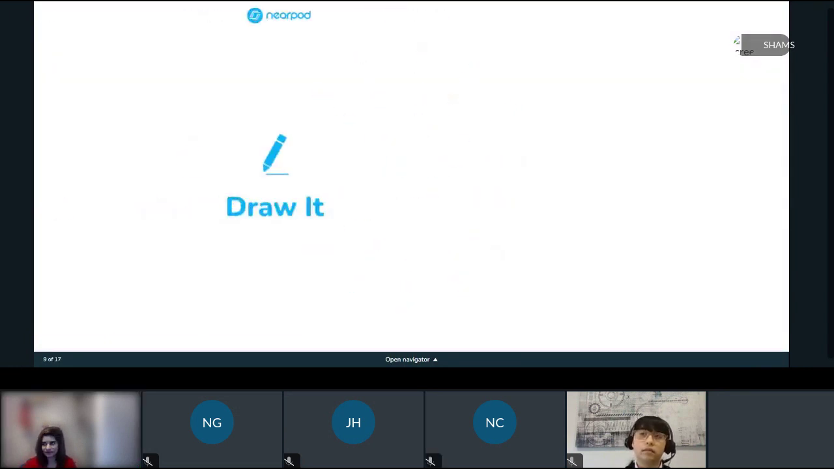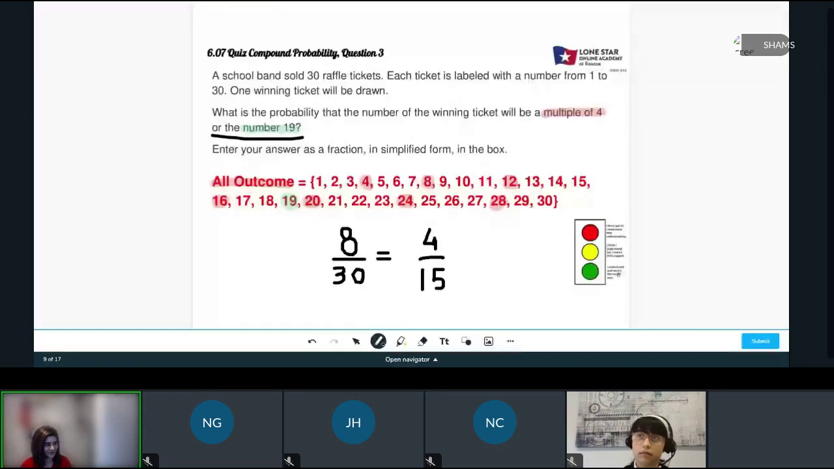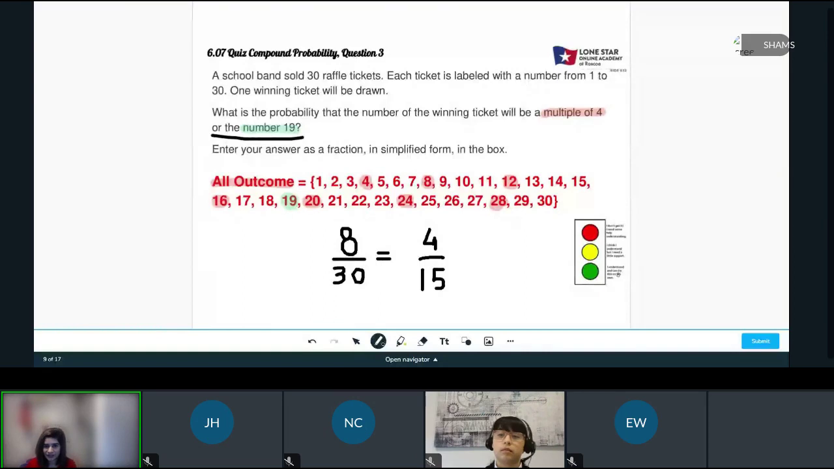Here you are. So we wanted multiples of 4, right? 4, 8, 12, 16, 20, 24, 28. There were 7 multiples of 4. And 19, there's this 119. Altogether, we had 8 favorable outcomes, Nina, out of 30. We had 8 favorable outcomes out of 30.